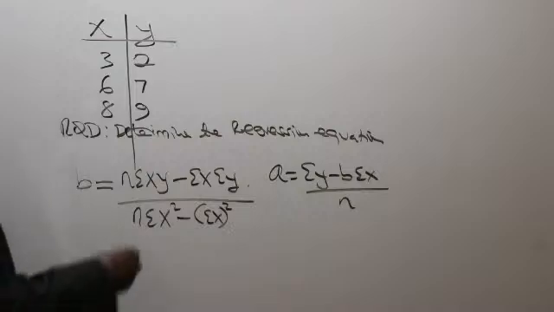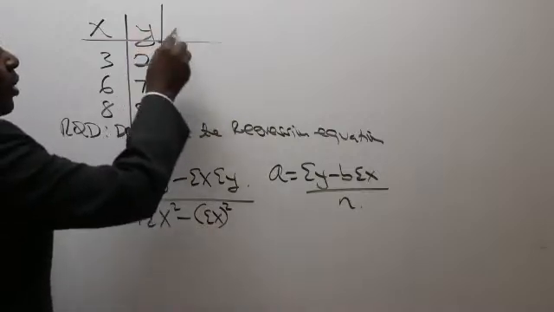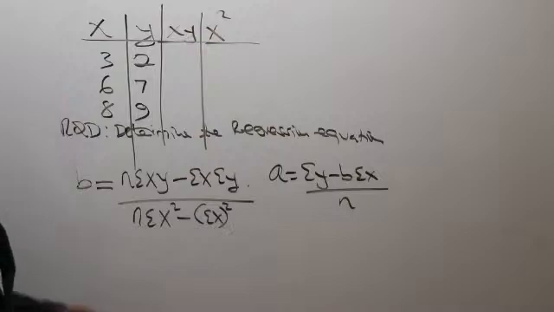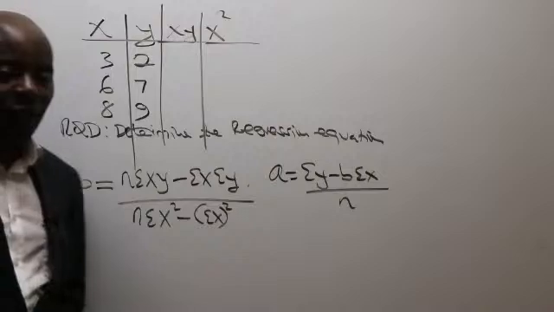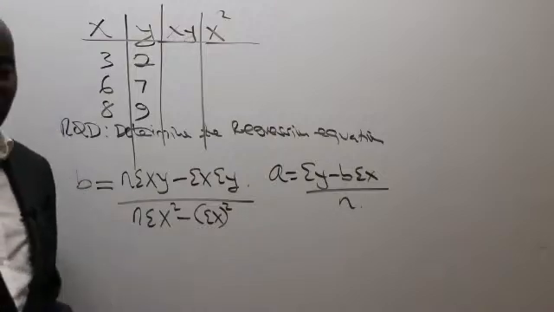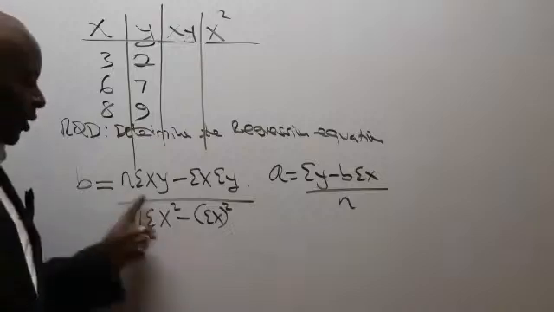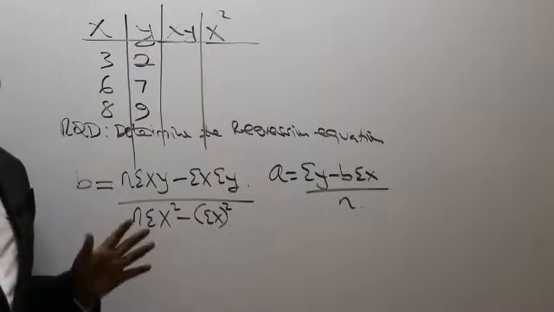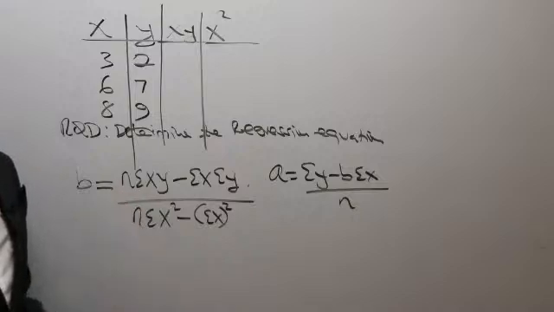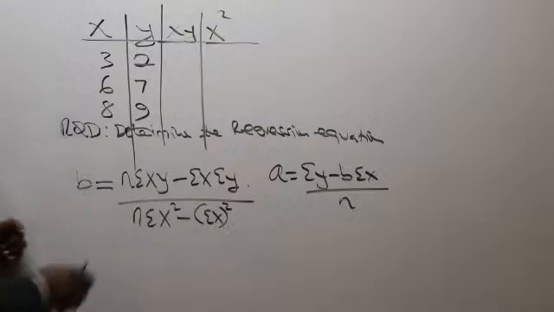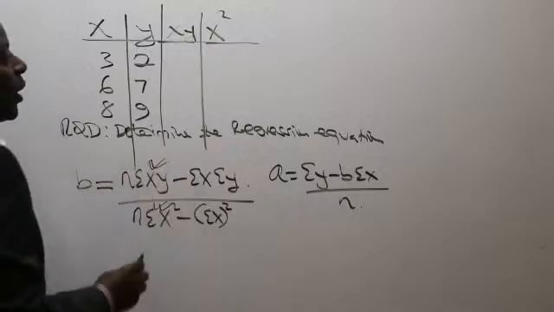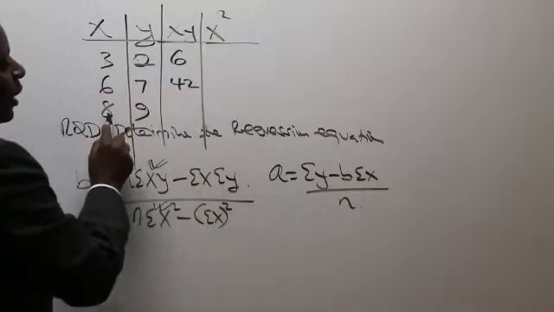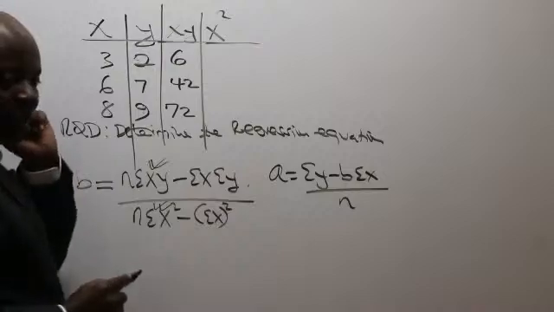If you remember well, here there are two columns you must add. We have the column of xy and the column of x squared. These two, you'll have to get them in your exam. So xy means you are multiplying 3 by 2, that gives me 6. 6 by 7 gives me 42. 8 by 9 gives me 72.